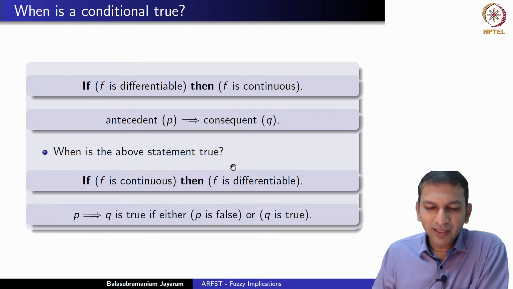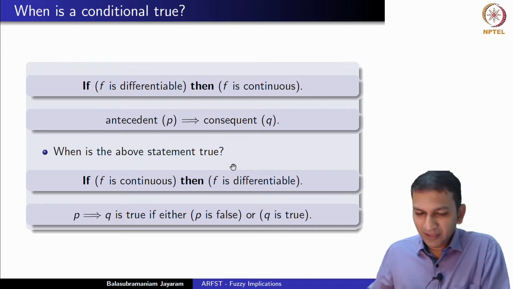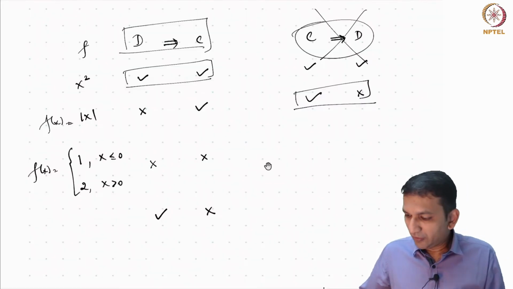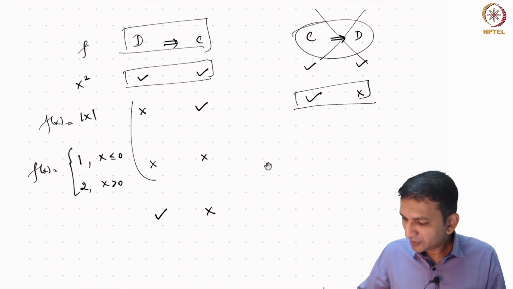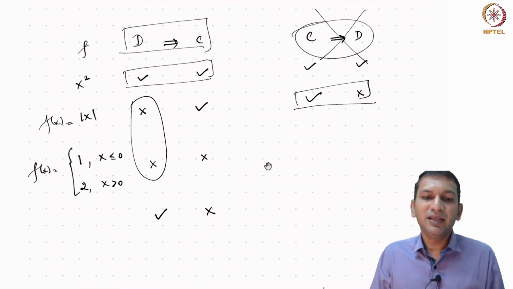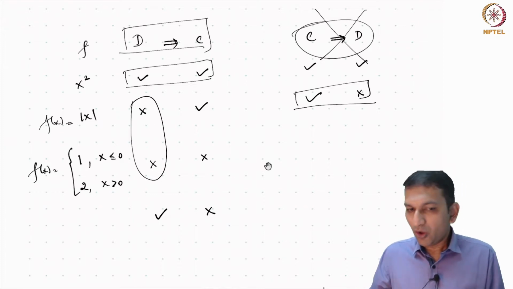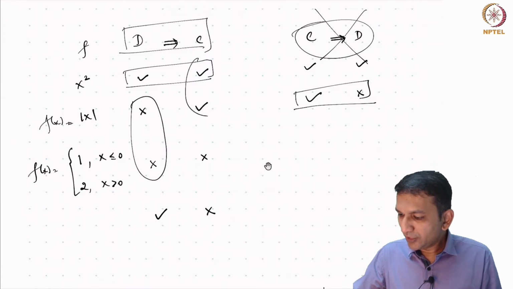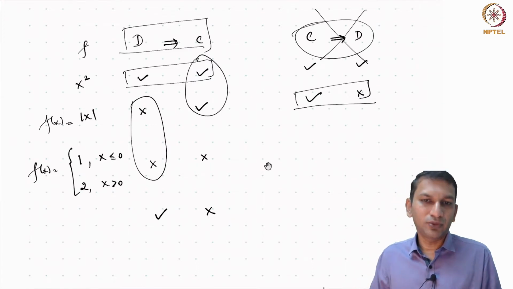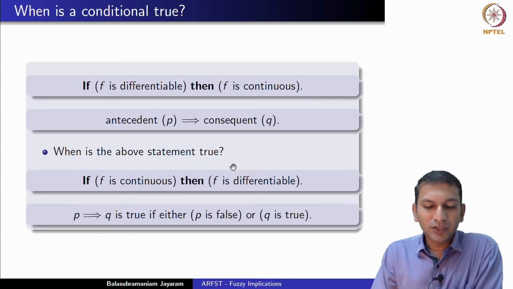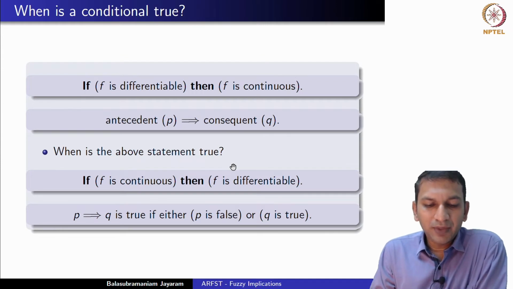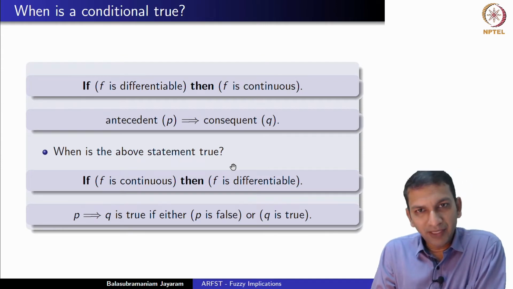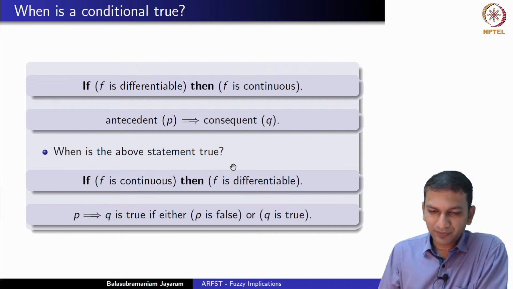So if you ask the question, when is P implies Q true, we see that whenever P is false, it is true, because immediately the antecedent of the conditional statement does not come into picture, or it is true if the consequent is true. So that is how we have captured it. P implies Q is true if either P is false or Q is true.